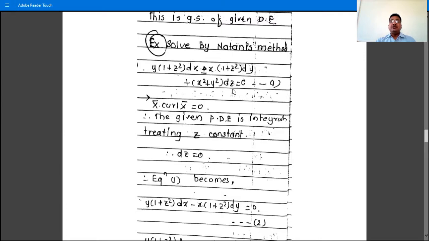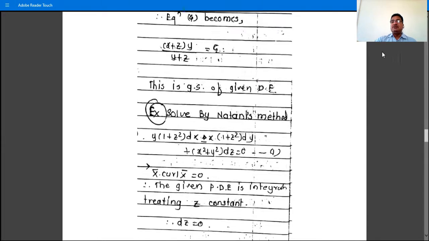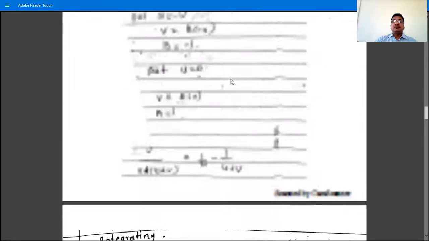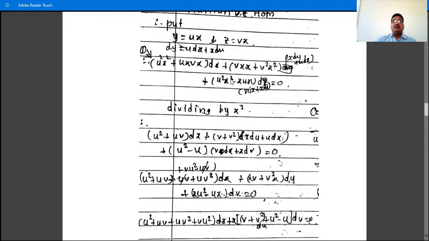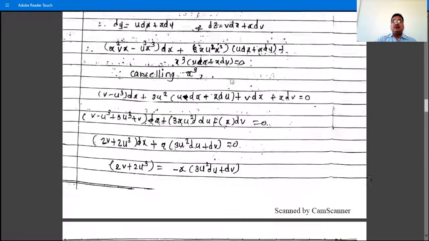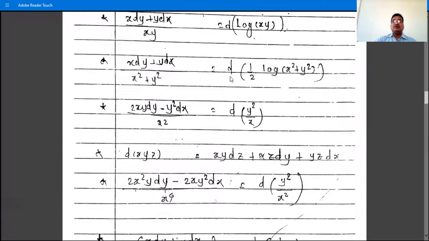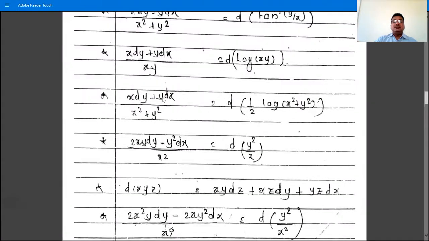And 1 by (1 + z²) dz, its integration is tan inverse z. And (y dx − x dy) divided by (x² + y²) is the derivative of some function. That is, we use the tricks. What are the tricks? We already solved this: (x dy − y dx) divided by (x² + y²).